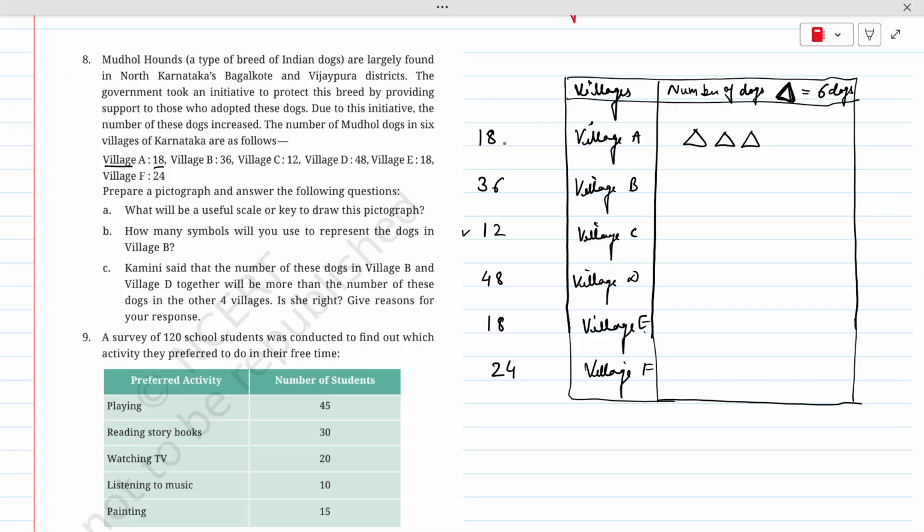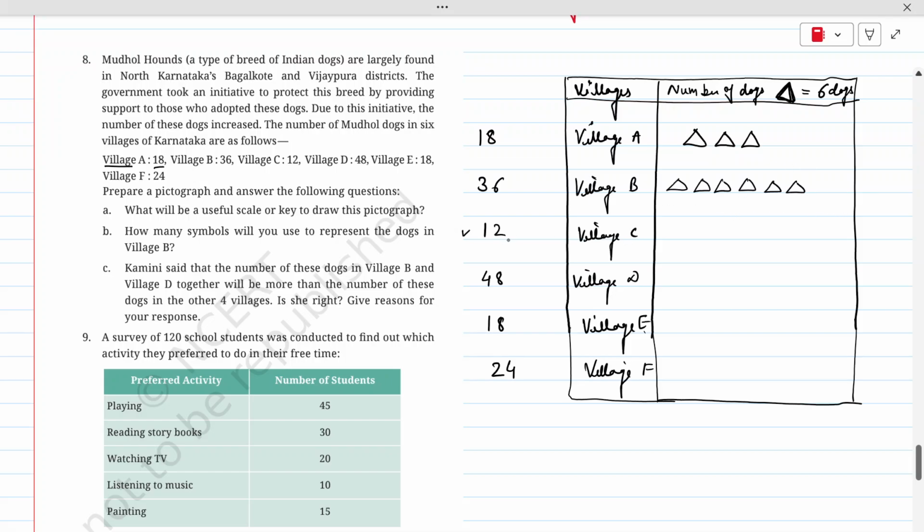So I hope by now you know how we are picking this scale and how by multiplying we will get this number, right? Next we have 36. So for 36, how many triangles do I have to make? It is 36 divided by 6, right? If I have to get this number and I have a scale of 6, then we will make 36 divided by 6, which will give me 6 triangles. So 1, 2, 3, 4, 5, 6. These are the 6 triangles here.